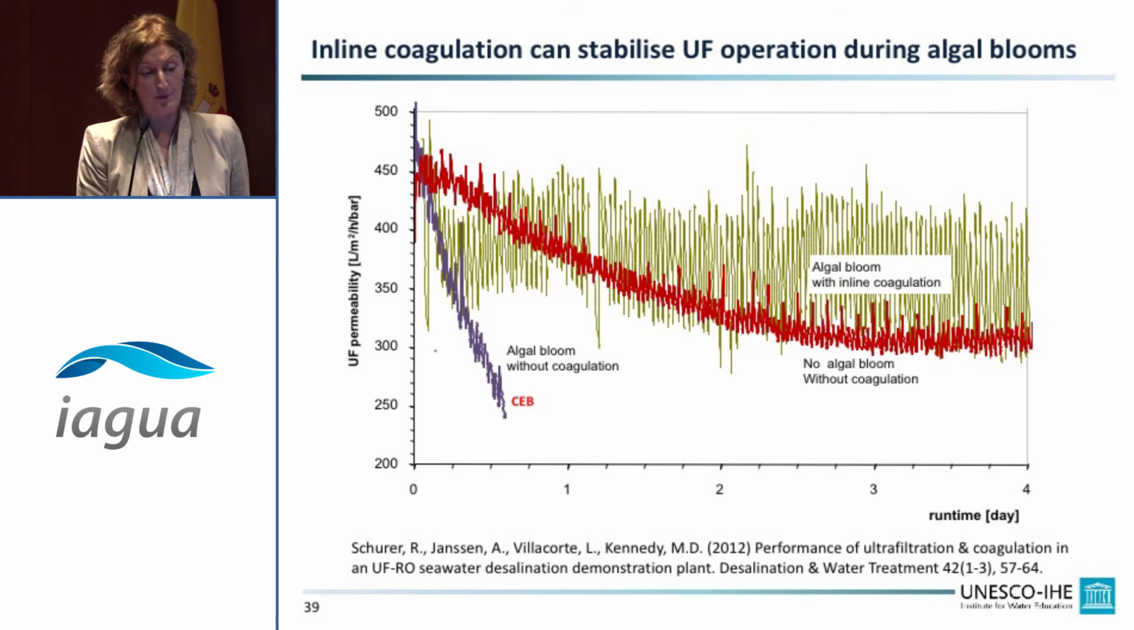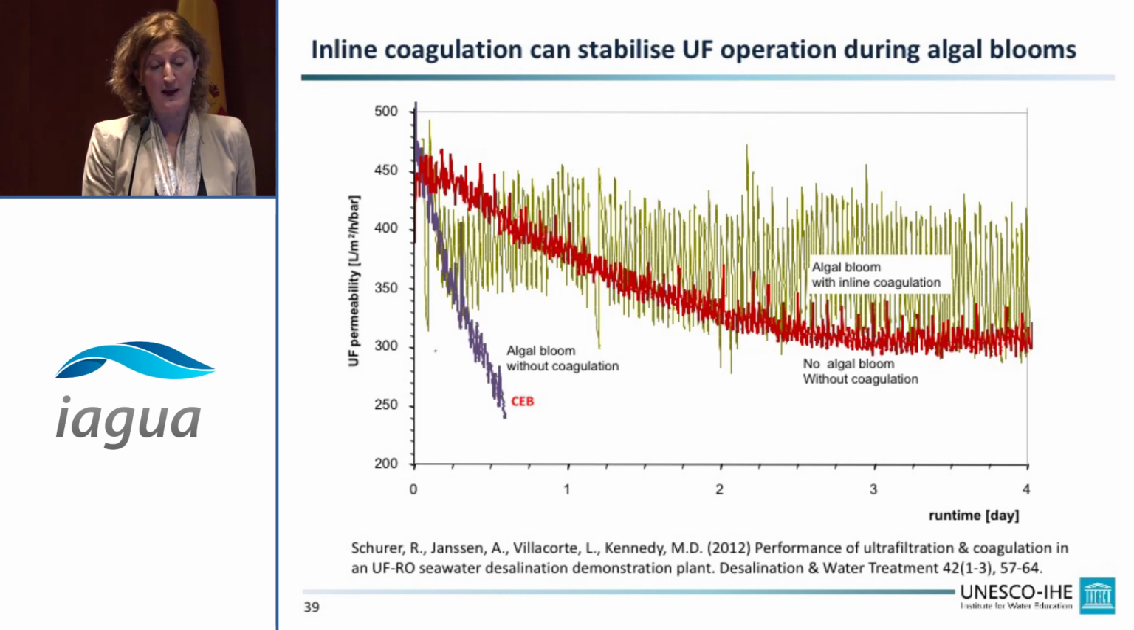So this is the permeability of the ultrafiltration as a function of the runtime of the system. The purple line here is during the algal bloom. Outside of the algal bloom, the plant ran very smoothly. Once the algal bloom started, the permeability dropped despite backwashing. And in fact, we needed to do a chemical enhanced backwashing each day in order to keep the unit clean.